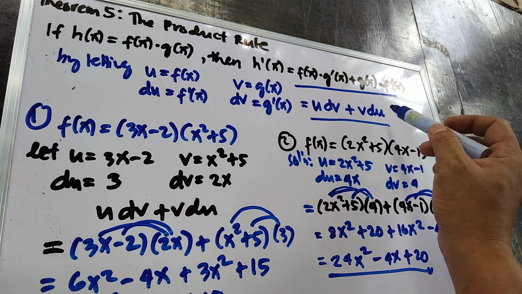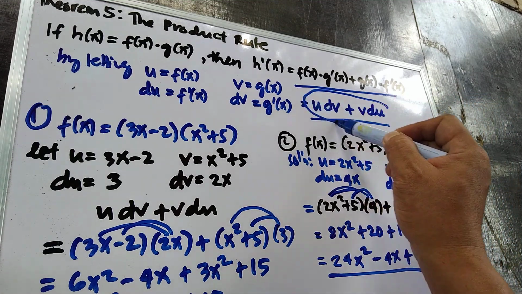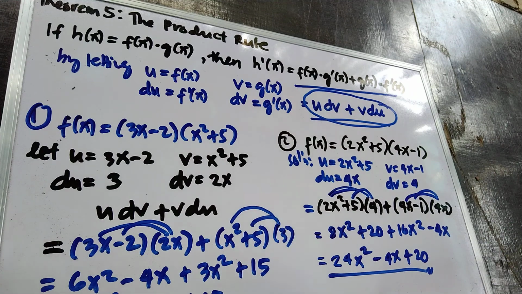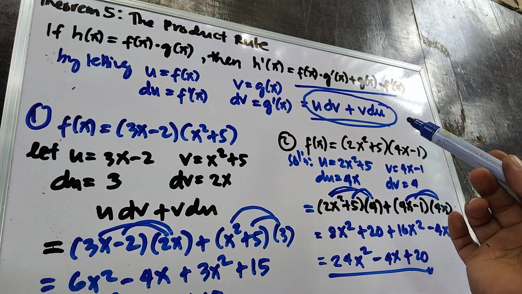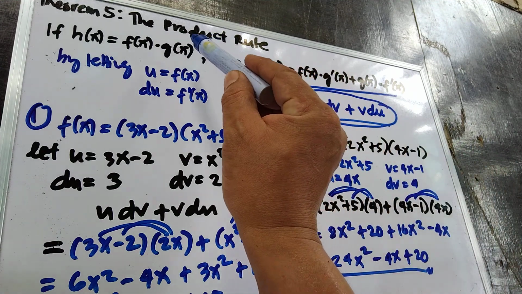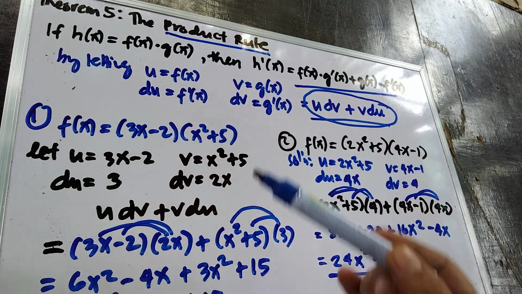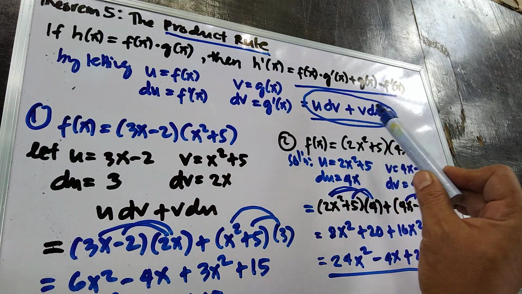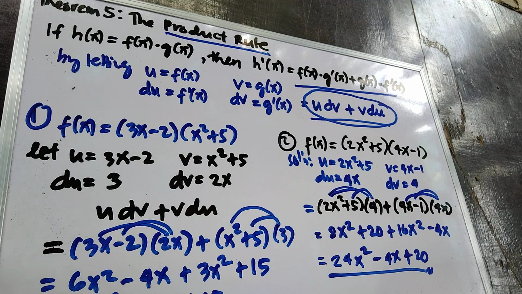Only, come up with an idea so that you won't forget. You should keep it in mind when finding the derivative of a product, the product rule of differentiation: u dv plus v du. Okay, that's it.